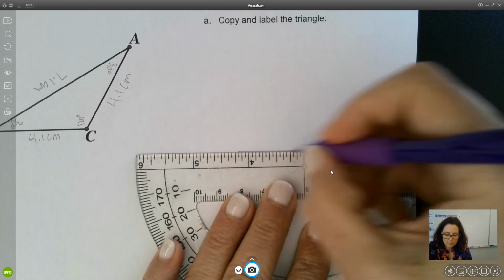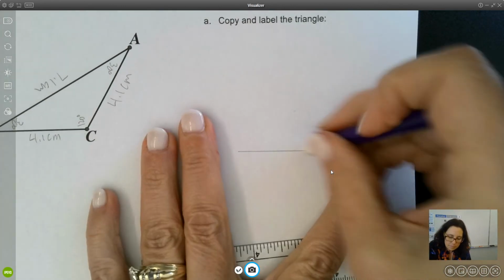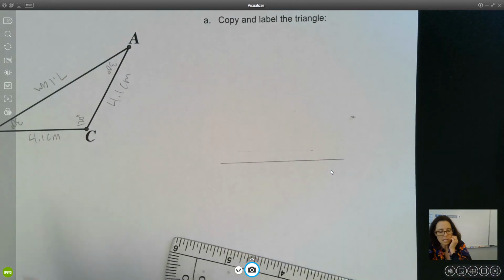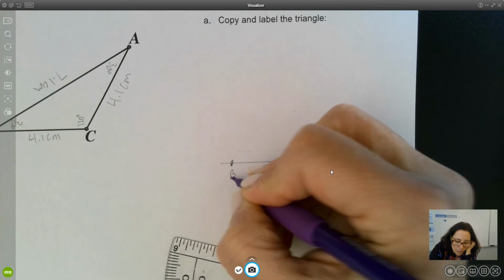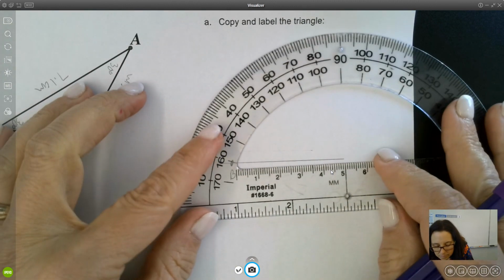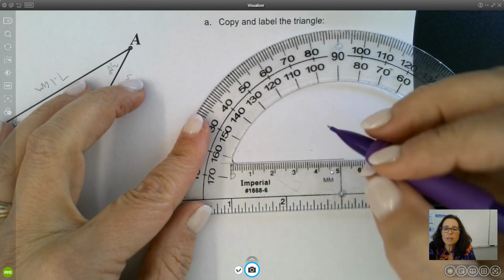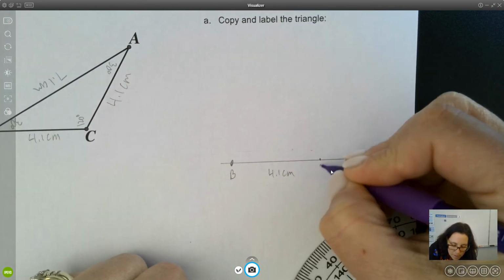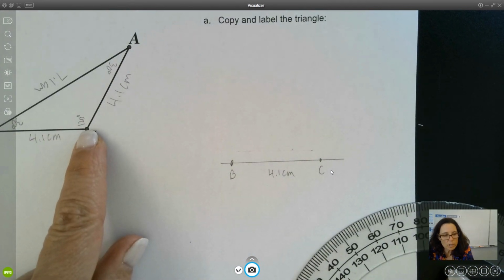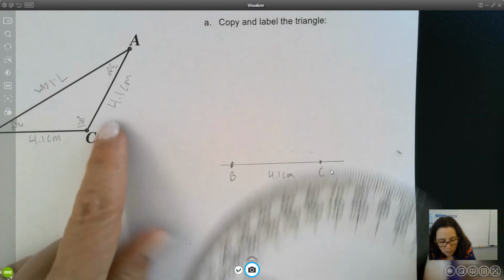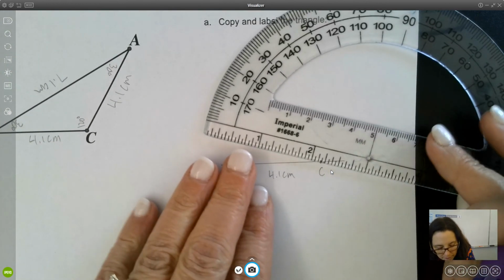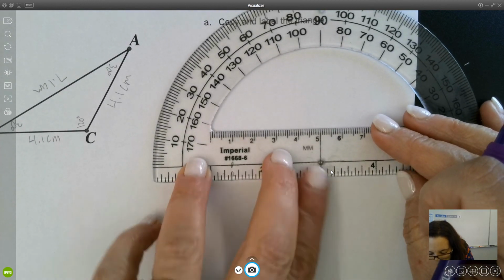All right, so that's what we're duplicating. So we're going to start with, I better make that a little longer. Start with just a segment here. Okay, we want 4.1 centimeters here, and this is going to be labeled C. We want 120 degrees at C. That's next. Okay, we don't know where to put the other 4.1 because we don't know if it's here, here. We don't know what angle, so we need to do the angle next. So 120. 120 is right here.